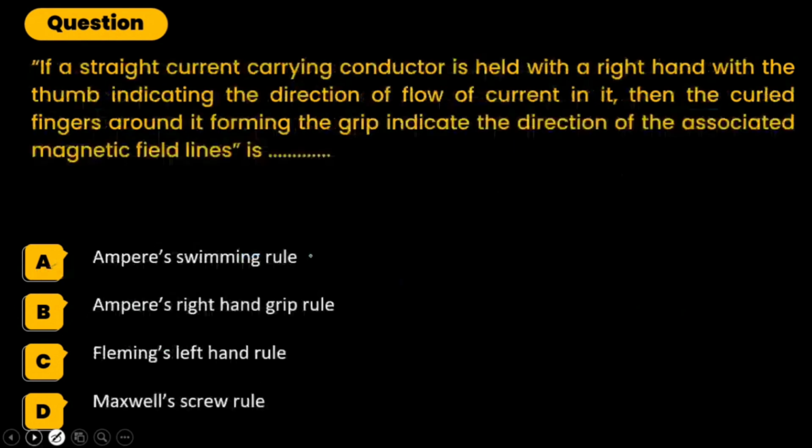This can be explained using both the rules which we looked at. Next: if a straight current carrying conductor is held in a right hand with the thumb indicating the direction of flow of current, then the curled fingers around it forming the grip indicate the direction of associated magnetic field. Which rule is this? B, Ampere's right hand grip rule.